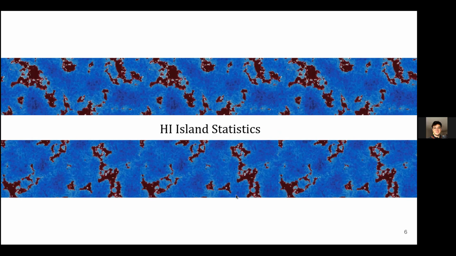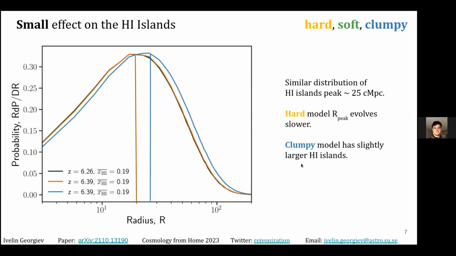And this statistic that I will show, I trace different rays across these, let's say, bubbles, even though they have a more complex shape, to try to get some sort of average value of their sizes. This method has been called the mean free path bubble size distribution. It's usually done for ionized bubbles, but I use it for the neutral islands instead because I want to understand their sizes. And this is for our 3 models, hard, soft, and clumpy.